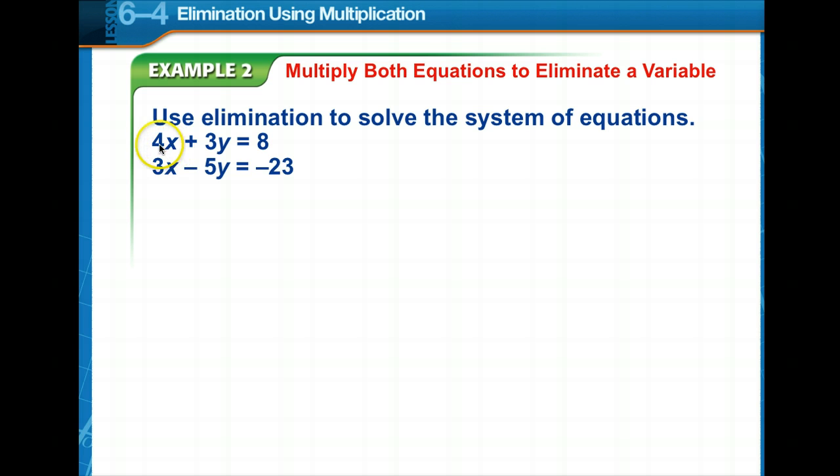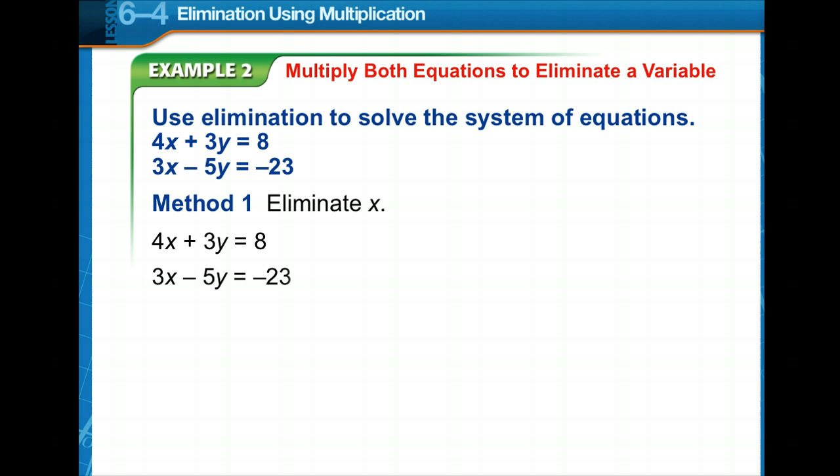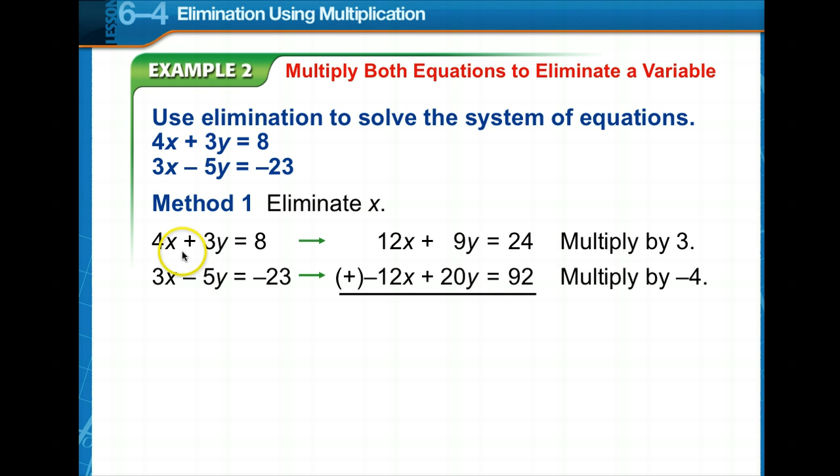Ooh, now it doesn't matter what we multiply this one by, we could never get one of these terms. No matter what you'd multiply this by, you couldn't get one of these terms. So what we're going to have to do is multiply both equations by something. So method 1, we're going to try to eliminate the x. So we're looking at our coefficients with our x values. We are going to multiply the first equation by 3 and the second equation by -4. That way we have opposite additive inverses for our coefficients for x values.